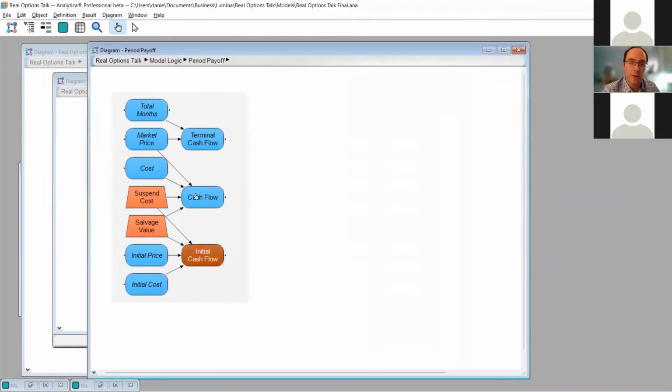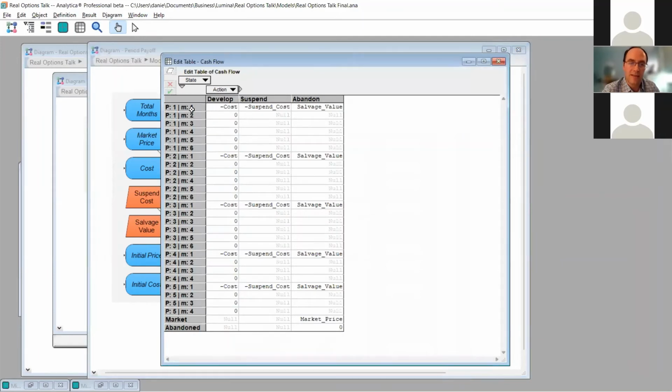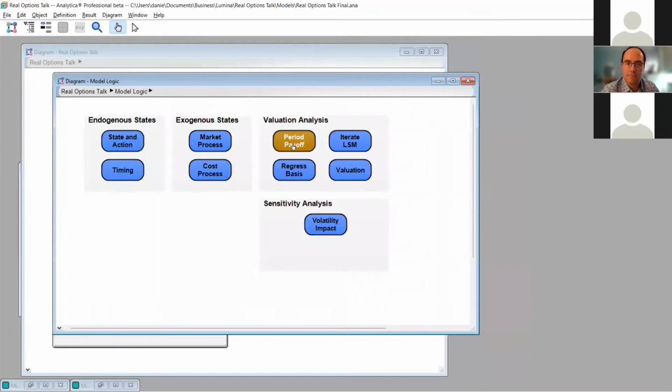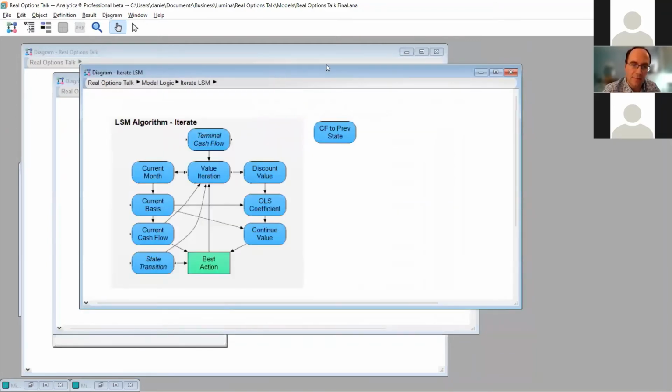So this, again, is a great way from Analytica to represent the payoffs, given the state, given the action. You just put it in a table or what have you. Note that we could have cash flows throughout the development phase, but for this modeling, we just stick it right at the action or the decision state. So with our period cash flows, we are now ready to look at the algorithm itself.